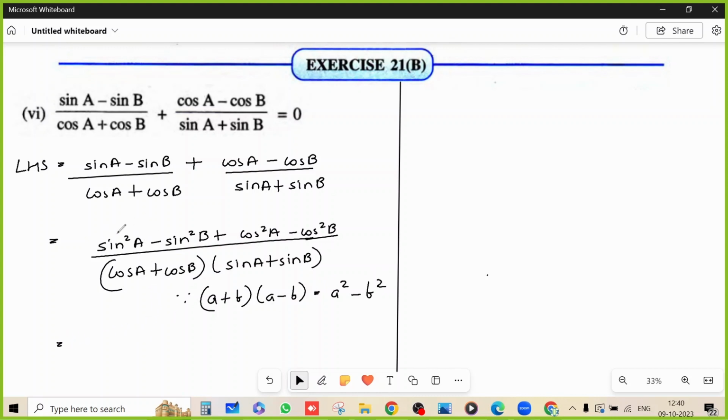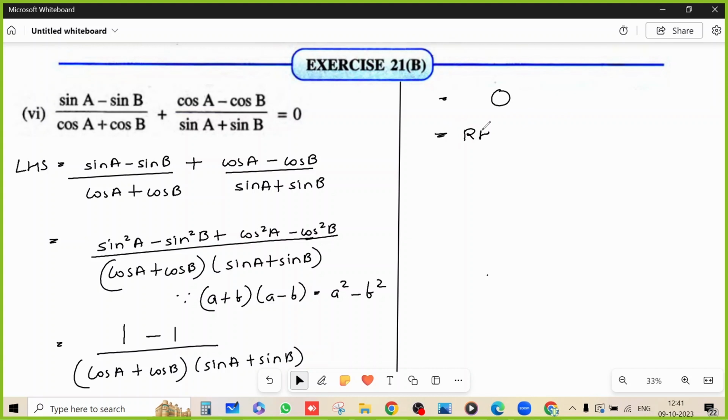Now, sin square a plus cos square a is equal to 1, and sin square b plus cos square b is equal to 1. But here we have a negative sign, so this will become minus 1. This is divided by (cos a plus cos b) into (sin a plus sin b). The numerator here will be equal to 0, and this will give us the answer as RHS is equal to LHS, and hence we have proved.